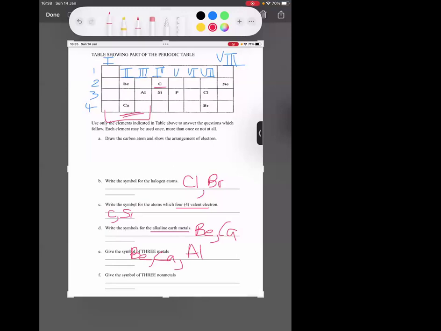Then it says give the symbol of 3 non-metals. What would be the symbol of 3 non-metals? It would be phosphorus, chlorine, bromine. Or neon, carbon, silicon. All of these from group 4 to 8 are non-metals. So any 3 of those 6 would give us our answers.